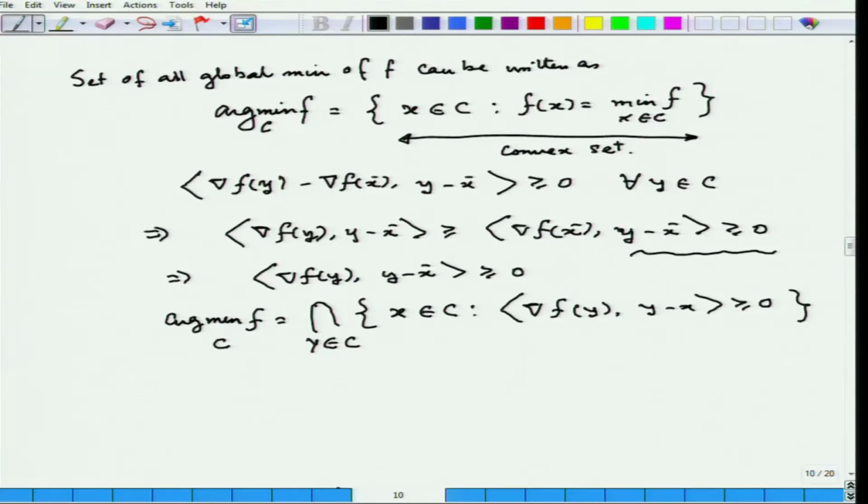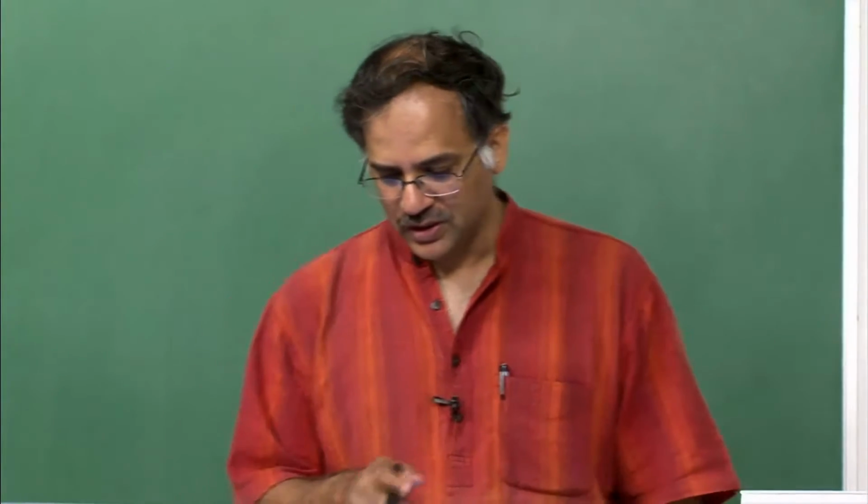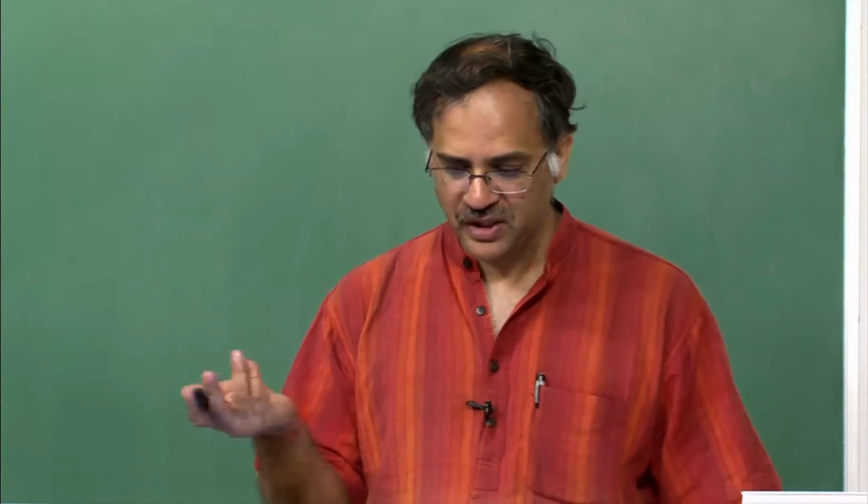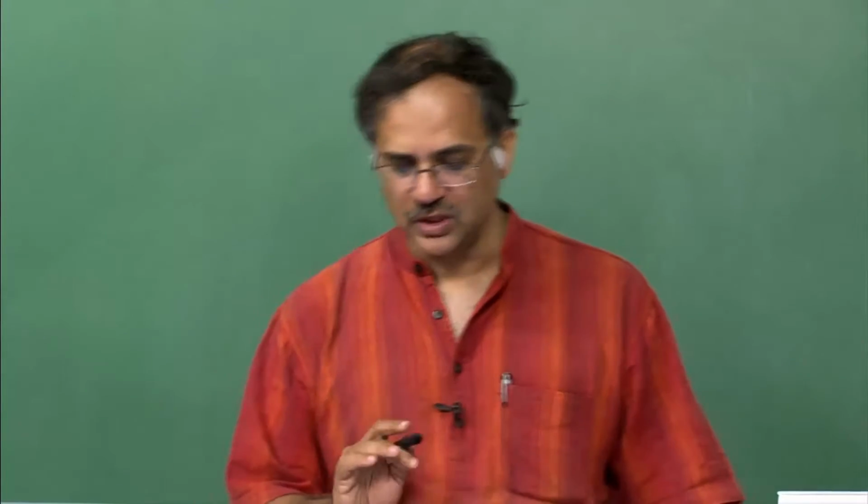So, if you take the intersection of an arbitrary number of convex sets, you get a convex set. So, argmin f over C is convex. This is another way to look at it, and this is an alternative optimality condition. These are all interesting areas which one can look into. This leads to what is called the Minty variational inequality. We will not get into those things at all. So, this is one alternative.